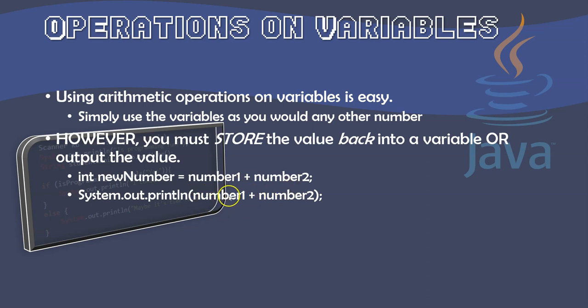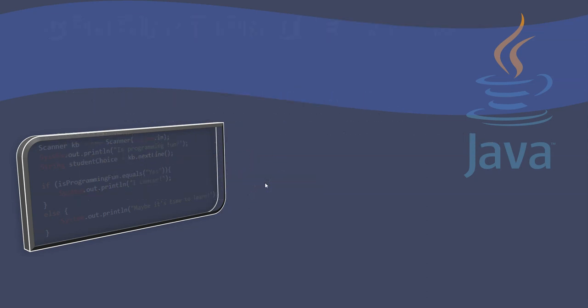So if I want to record this, because let's say I want to take this sum and use it in another operation, then I need to store it into a new variable, or if I want to update one of these variables, I can do that as well.